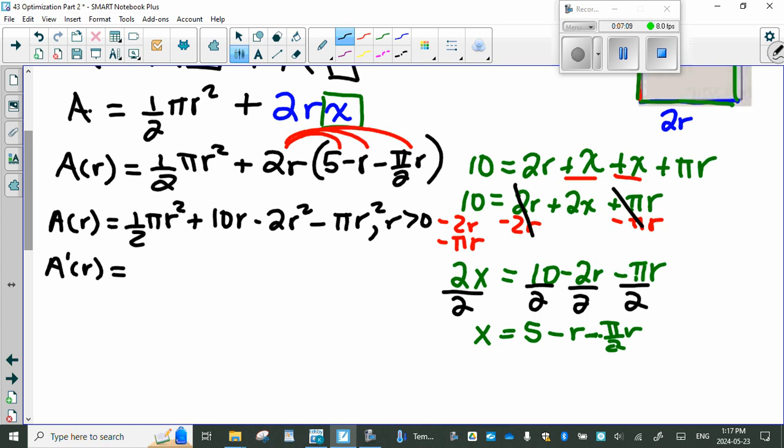Because now we've made it easy to derive. So we can just use the power rule. And that's going to give us pi r plus 10 minus 4r minus 2 pi r.